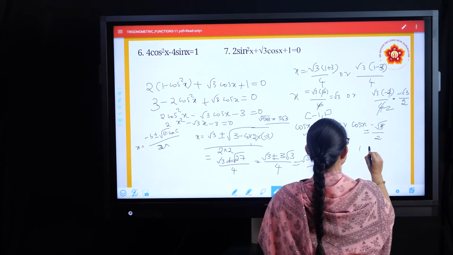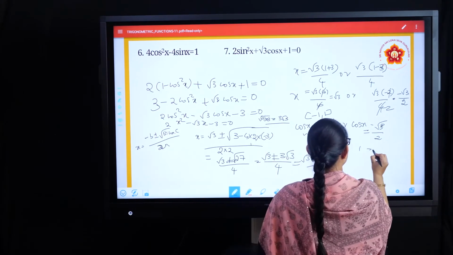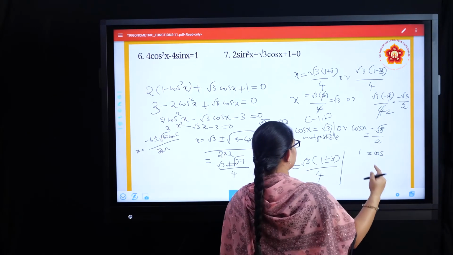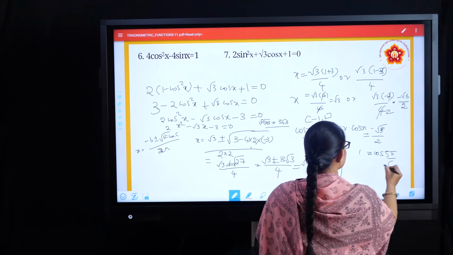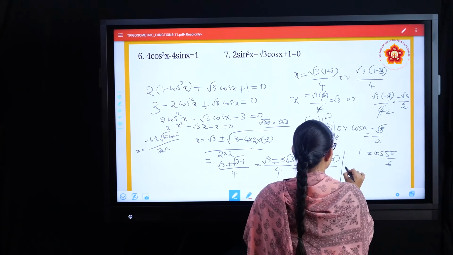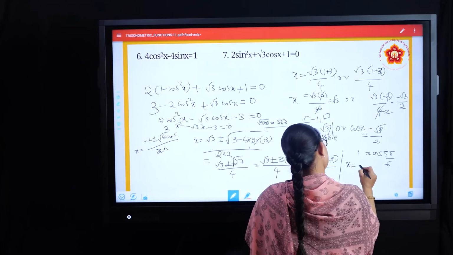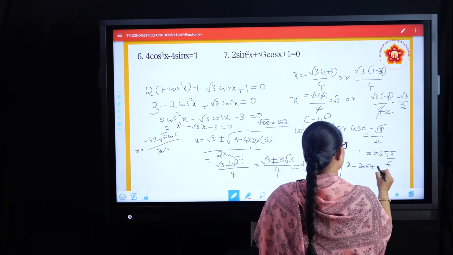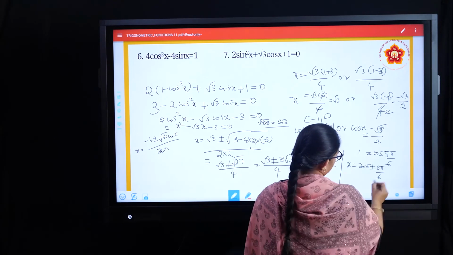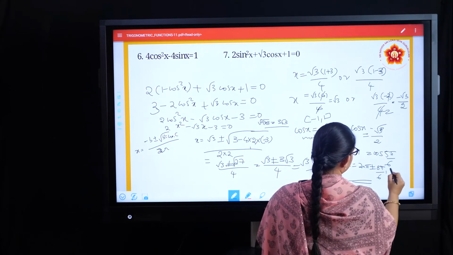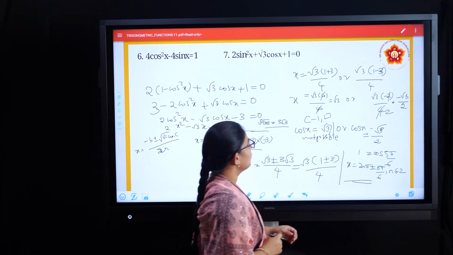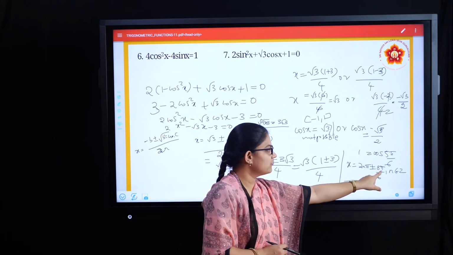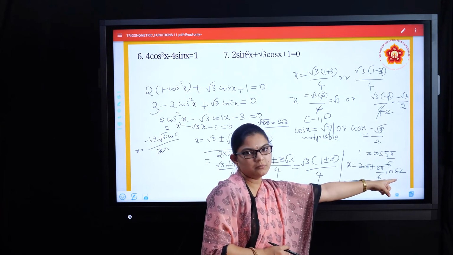So we can write that as cos pi by 6. Pi by 6 in the second quadrant is pi minus pi by 6, that is 5 pi by 6. So therefore, I can say x is equal to 2n pi plus or minus 5 pi by 6, which is nothing but the required general solution for this particular equation, that is x is equal to 2n pi plus or minus 5 pi by 6 for n belongs to z.